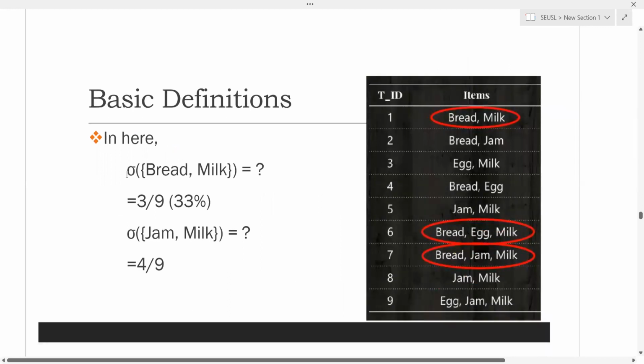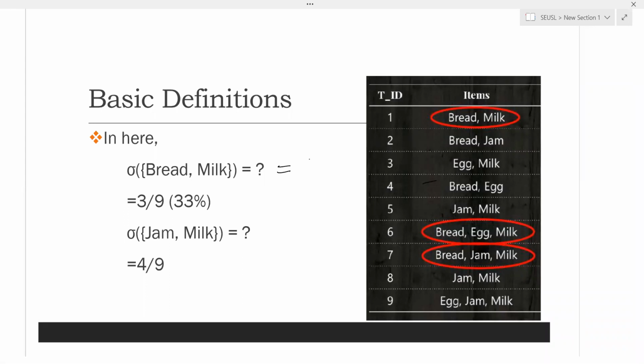Someone tell me, by looking at these, we need to find out the support of bread and milk. What is that? How can you calculate it? First of all, you need to find the support count of bread and milk. You need to check each and every transaction, one by one. You need to look at 9 transactions. How many transactions contain bread and milk? What is that count? How many? Tell me.